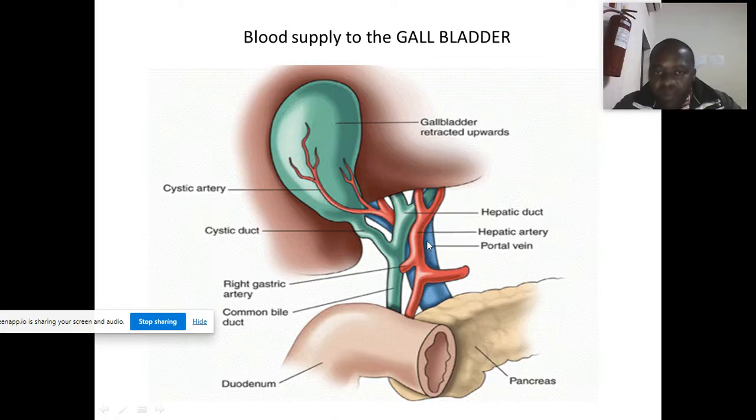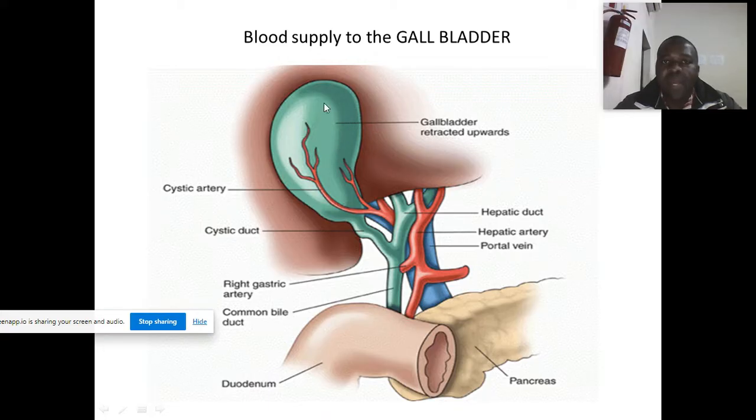Where is it coming from? When you just follow it, it is coming from the hepatic artery. So the cystic artery is a branch of the right hepatic artery. And it passes behind the common bile duct. And it branches off, covering the entire surface of the gallbladder. The cystic artery is known to be an end artery. Like, it doesn't give other arterial branches. It's just an end artery.